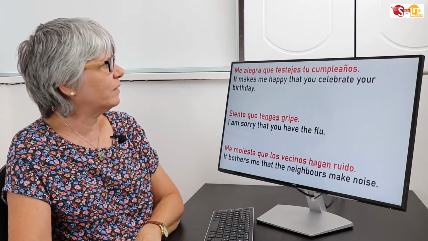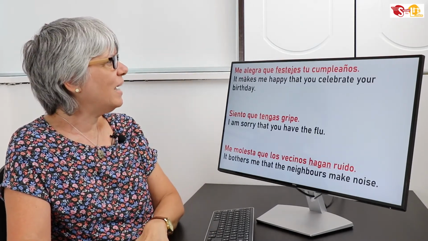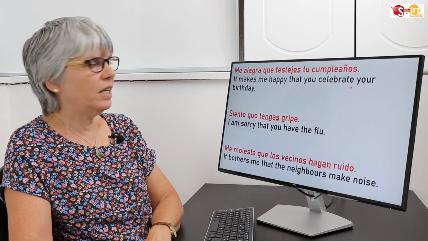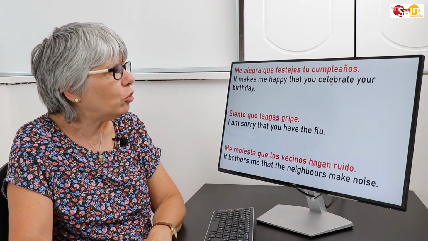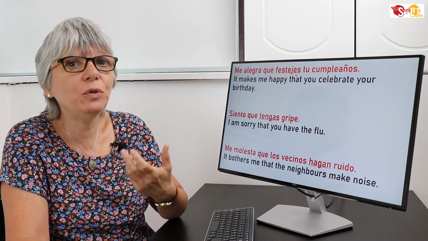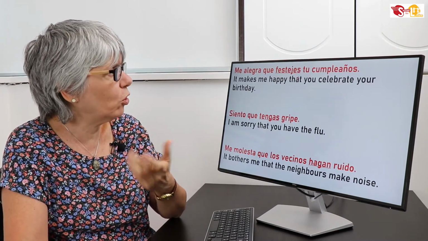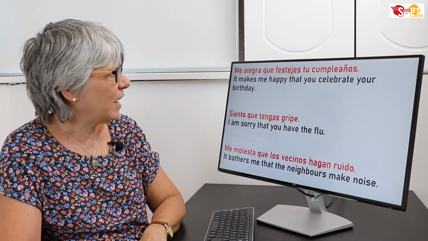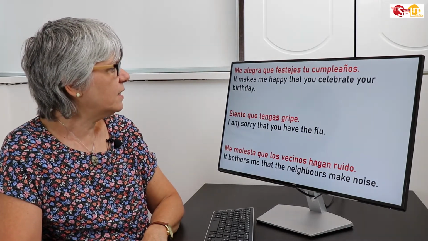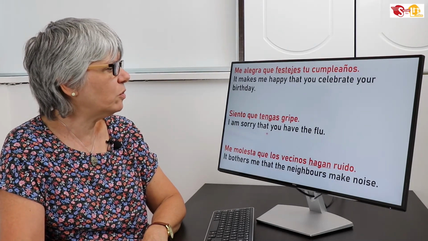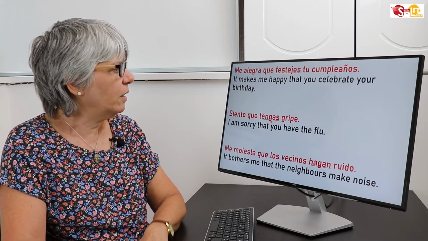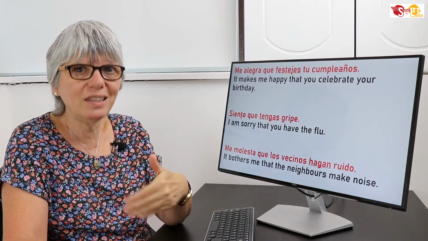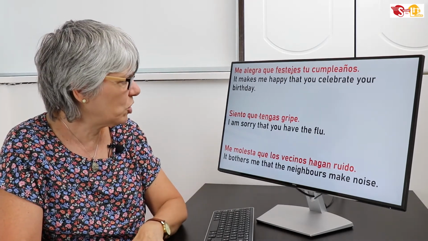Okay, more examples in the same line. Me alegra que festejes tu cumpleaños. It makes me happy that you celebrate your birthday. I'm not sure about this. I don't know if you are going to make a party or not, but if you do this, I will be happy. Do you see? So, subjunctive in the subordinate sentence. Siento que tengas gripe. I am sorry that you have the flu. Okay, you have the flu or you don't have the flu. It doesn't matter. I'm sorry if this is the case. Do you see? Subjunctive again.